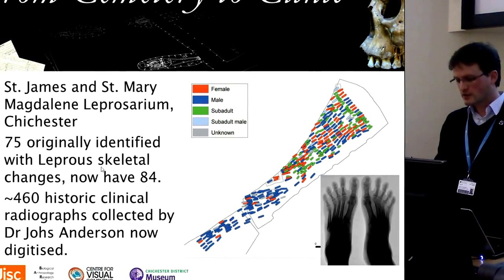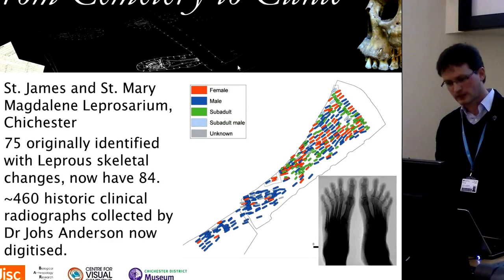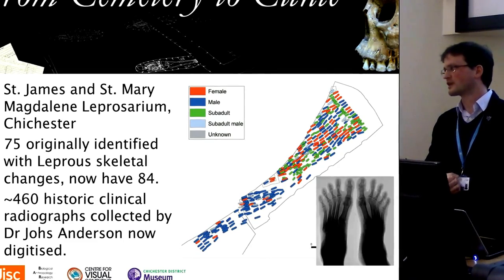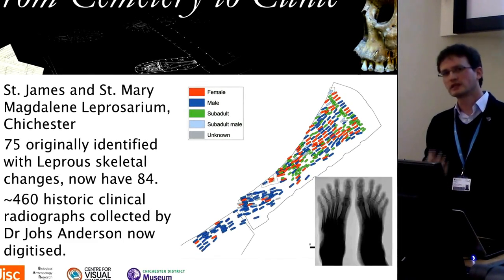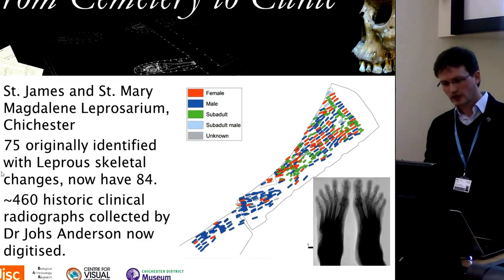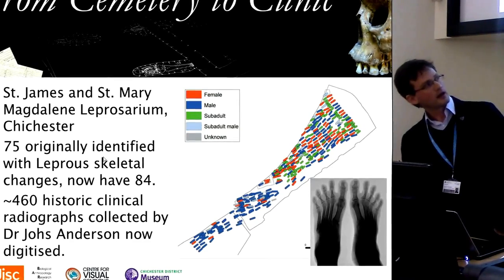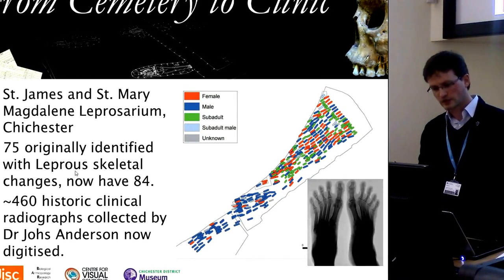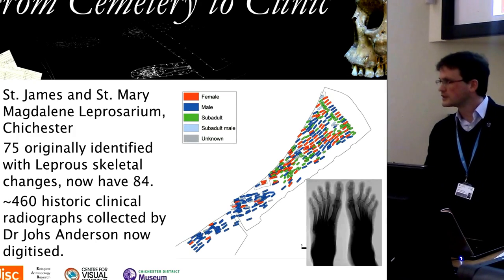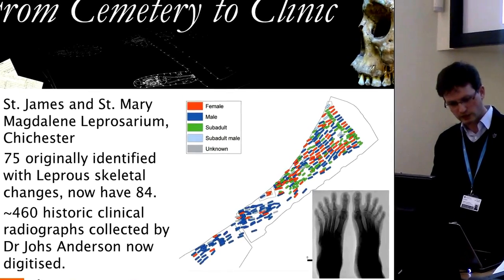Again, you can see there the site map for the medieval leprosarium from Chichester at St. James and St. Mary Magdalene. The great thing about being able to reevaluate material such as this using very sensitive methods of 3D data capture meant that we were also extending our understanding of that collection. We were able to identify probable leprous change in a further, I think it was actually up to 11 specimens, 11 individuals. The other important thing, and I'll come back to this in a moment, is that we were able to digitize a very important historic collection of leprous clinical radiographs.